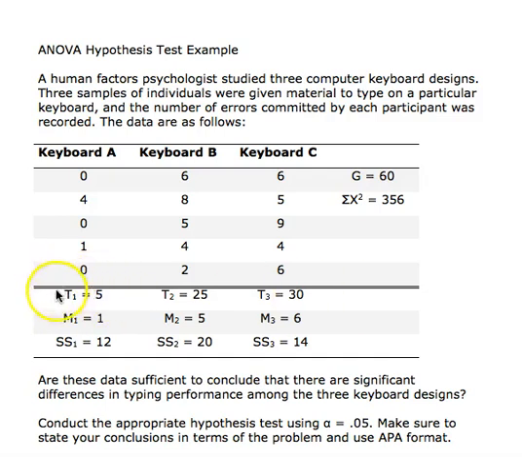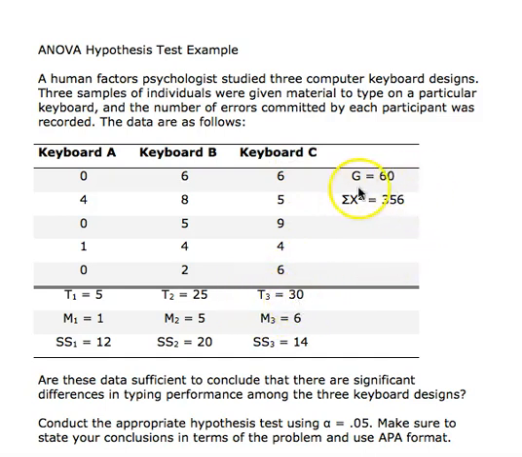So the treatment total, right? T1 for keyboard A is equal to 5. I just added these up, right? 4 plus 1 is 5. Treatment total for group 2 is 25. So adding these scores is equal to 25. And then keyboard C, adding these scores, this is treatment total 3, is equal to 30.